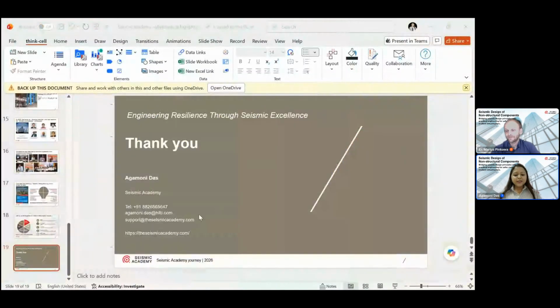Engineer Marius Pinkawa is a structural engineer specialized in earthquake engineering, working as an engineering consultant primarily for companies in German speaking countries. After completing his studies in structural engineering, he remained at RWTH Aachen University, working in teaching and on international seismic R&D projects.